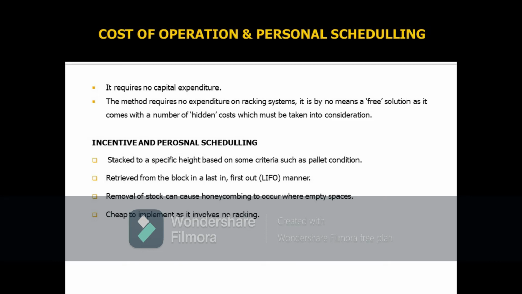Incentive and personnel scheduling. First, stack to a specific height based on some criteria such as pallet condition. Second, retrieve from the block in a last in, first out manner. Third, removal of stock can cause honeycombing to occur, where empty space is left. Fourth, and the last one, it is cheap to implement as it involves no racking.